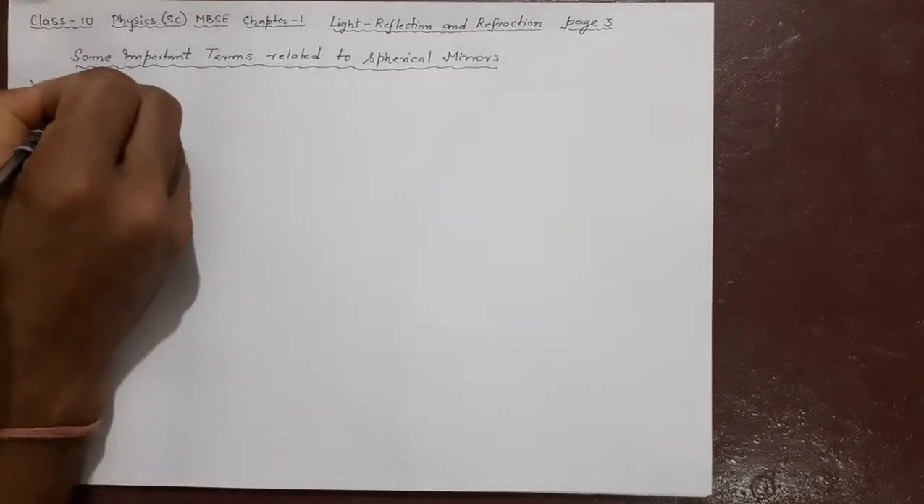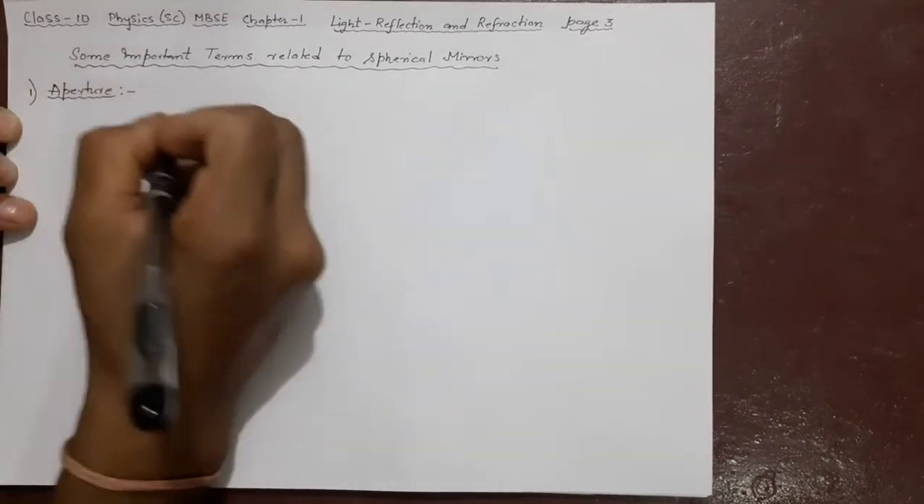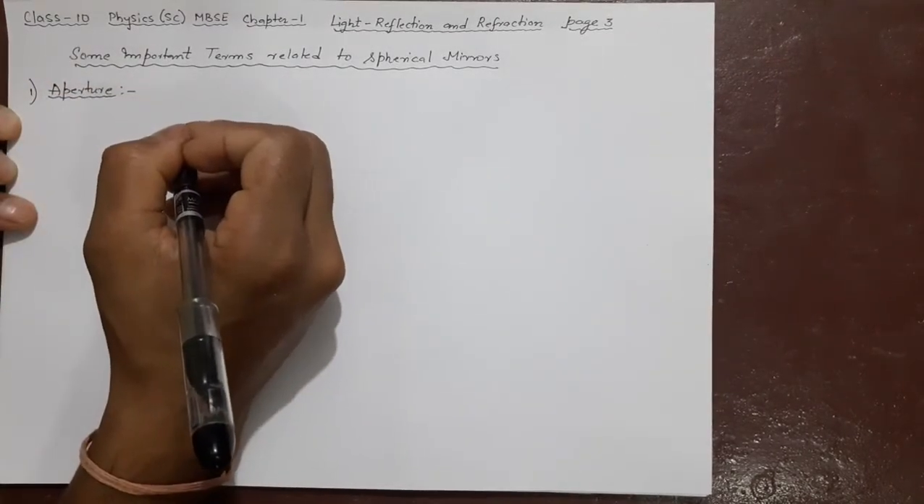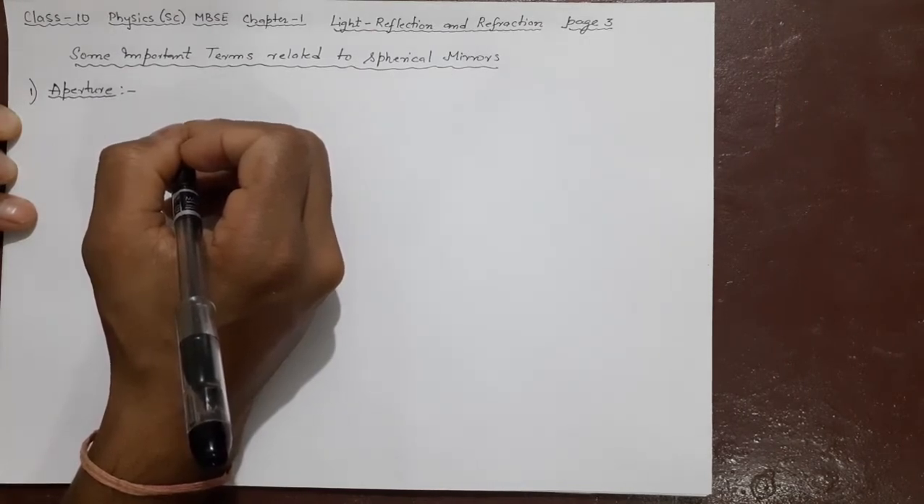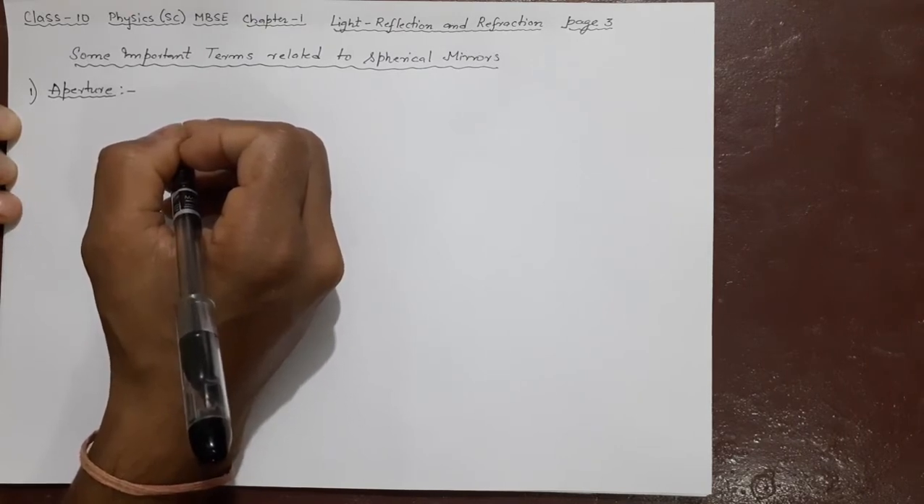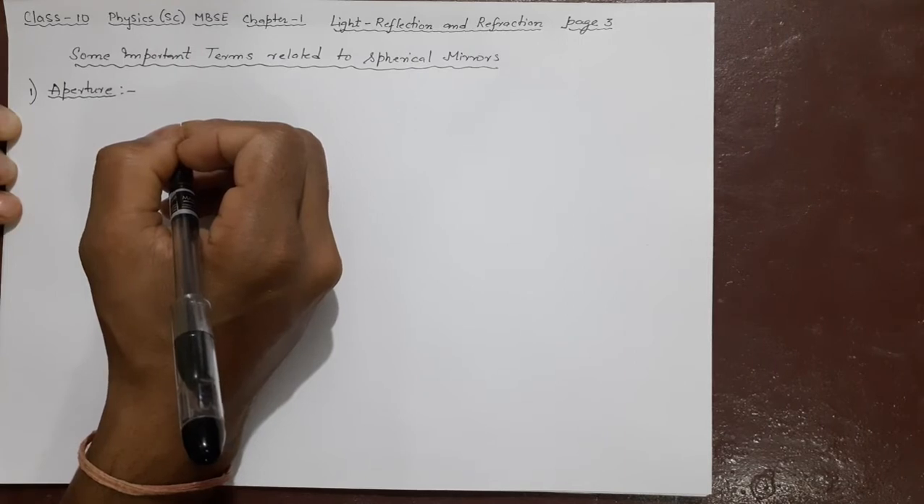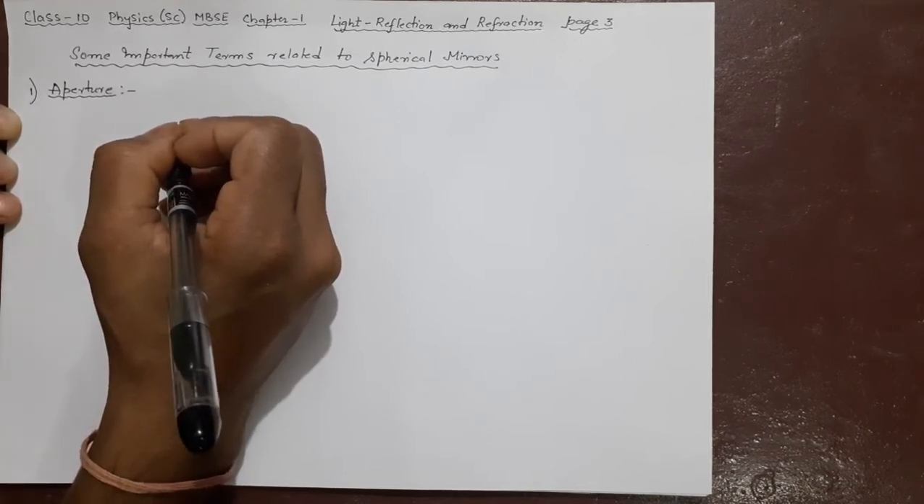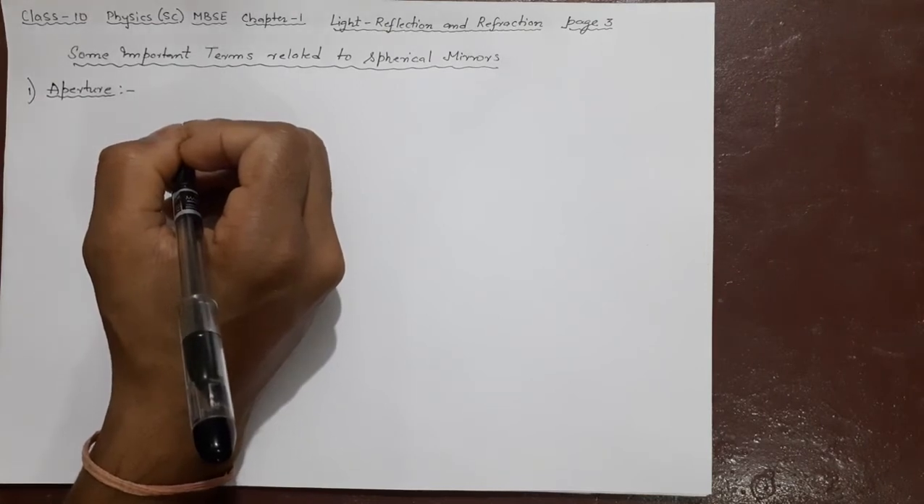Number 1, aperture. What is aperture? Let's see. It is the width of the mirror from which reflection can take place, called its aperture. Basically it is the size of the mirror. Aperture is the size of the mirror. In the lens also it is very popular. When you go to buy a camera, you will see the aperture there. It is the actual distance, which is in your textbook.